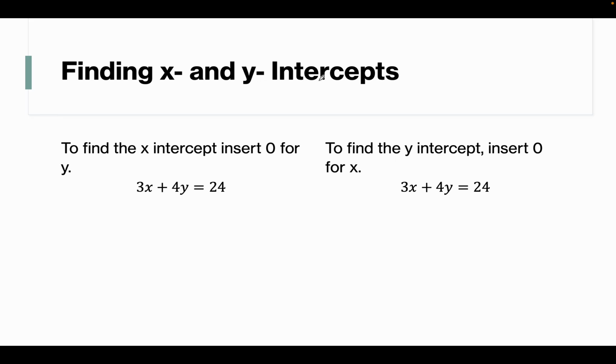Finding x and y intercepts is actually pretty simple. All you got to do is plop in the 0 for the opposite intercept. So to find the x-intercept, I 0 out my y. If I make this guy 0, then I just need to solve for my x. 4 times 0 is 0, so that goes away. Then I just solve for this, and 24 divided by 3 would be 8, correct? So x would be 8.